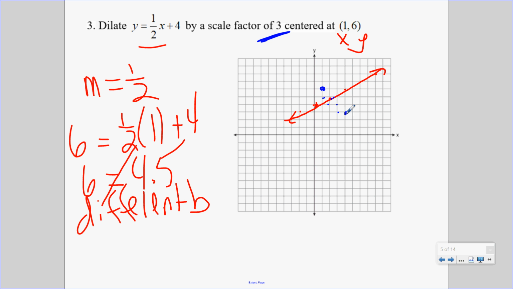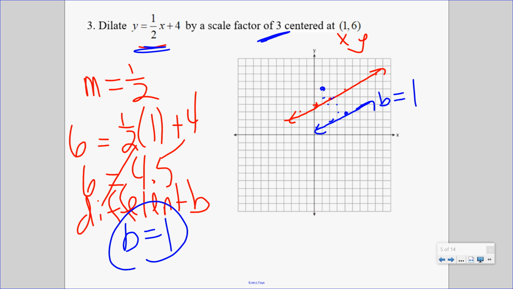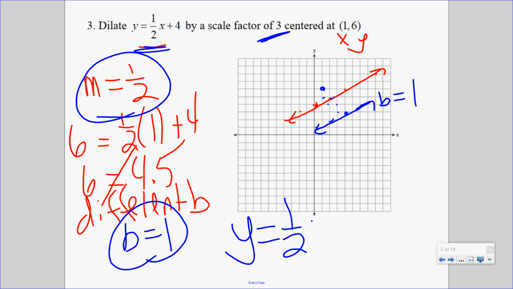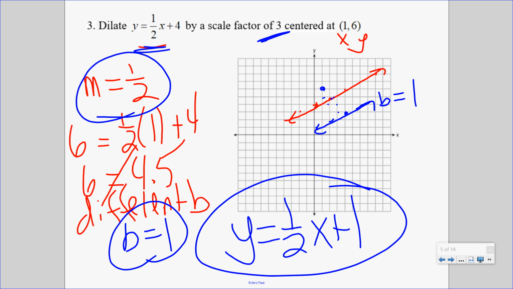I mean, really, all I need is 1 point. Now that I have that 1 point, I know the slope must be 1/2, so I can just apply my slope of 1/2. I need the y-intercept, so I'm going to go back towards the y-axis. The y-intercept is 1. The slope is always the same as the original, so it's going to be y equals 1/2 x plus 1.